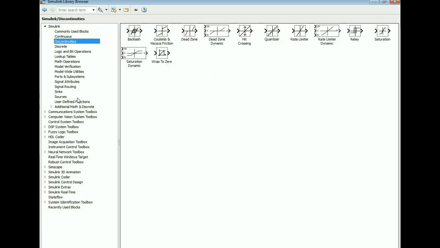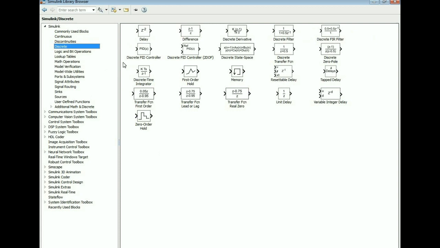Now, under the Discontinuities block, there are many nonlinearity blocks available, like Coulomb and viscous friction, dead zone, quantizer, rate limiter, relay, etc. And under the Discrete block, there are many Z domain blocks available, like delay, discrete derivative, discrete filter, FIR filter, unit delay, transfer function in Z domain, etc.